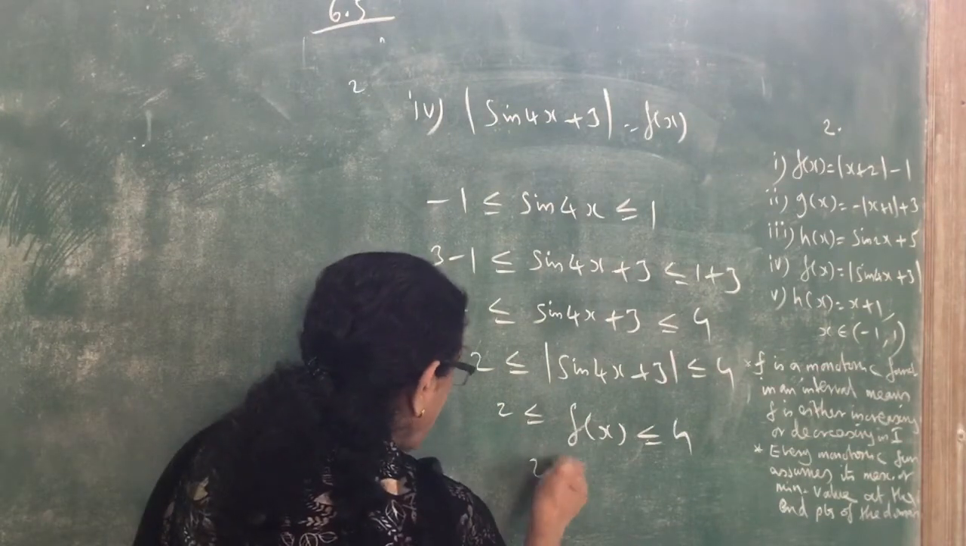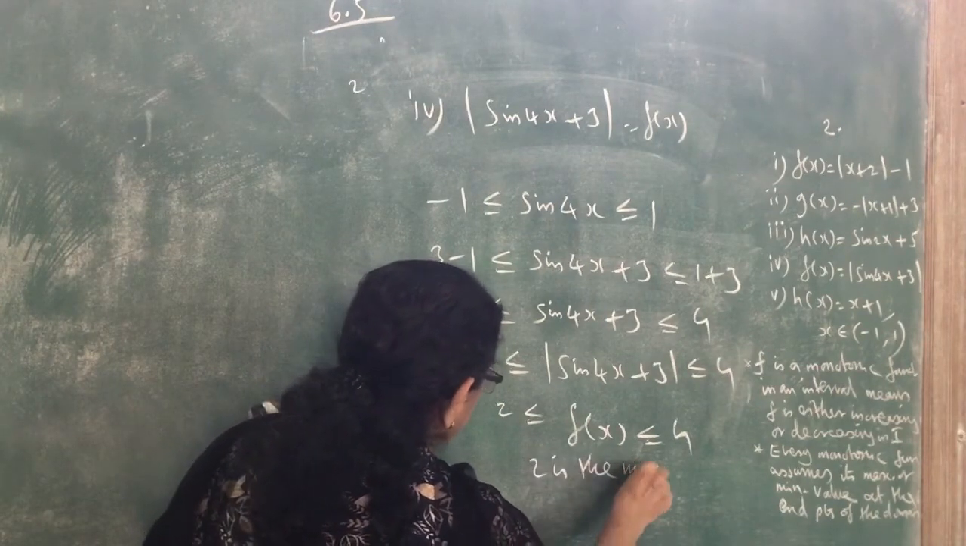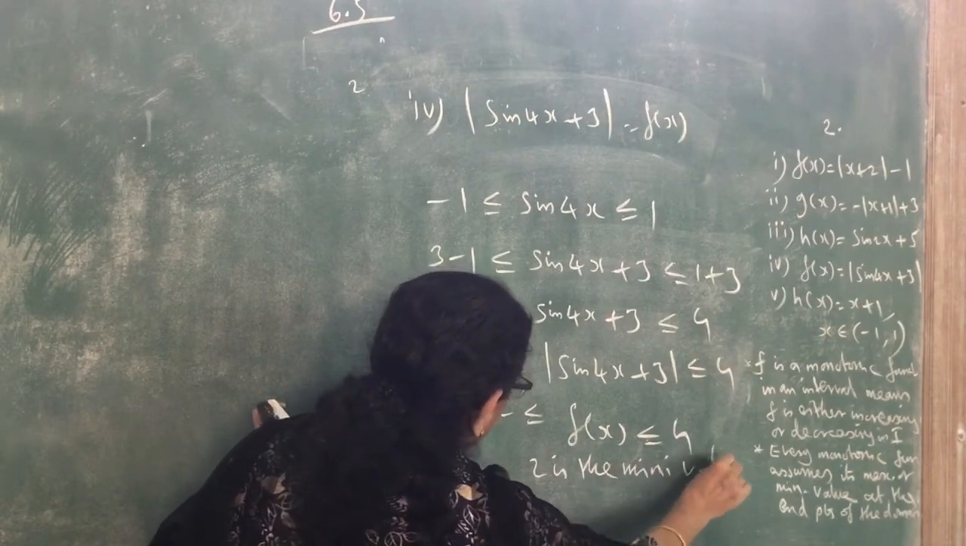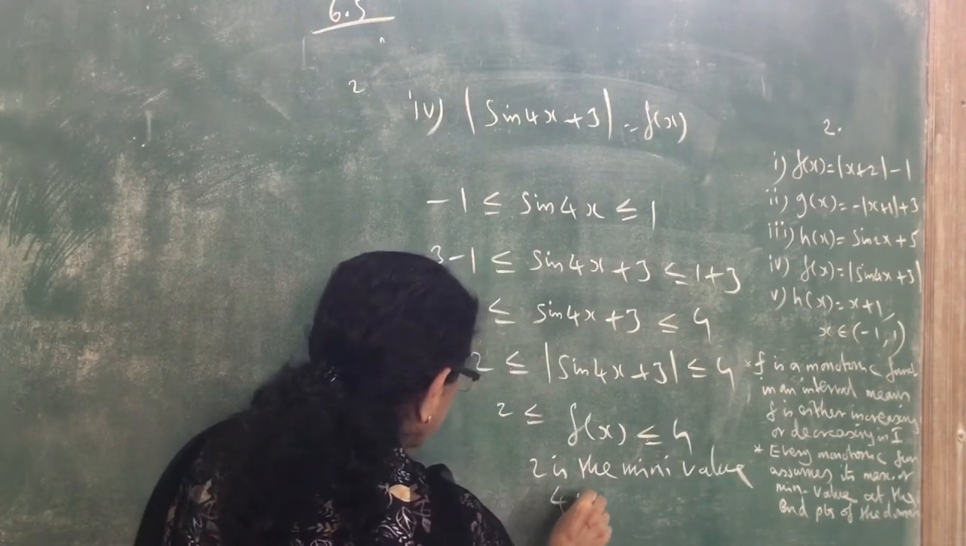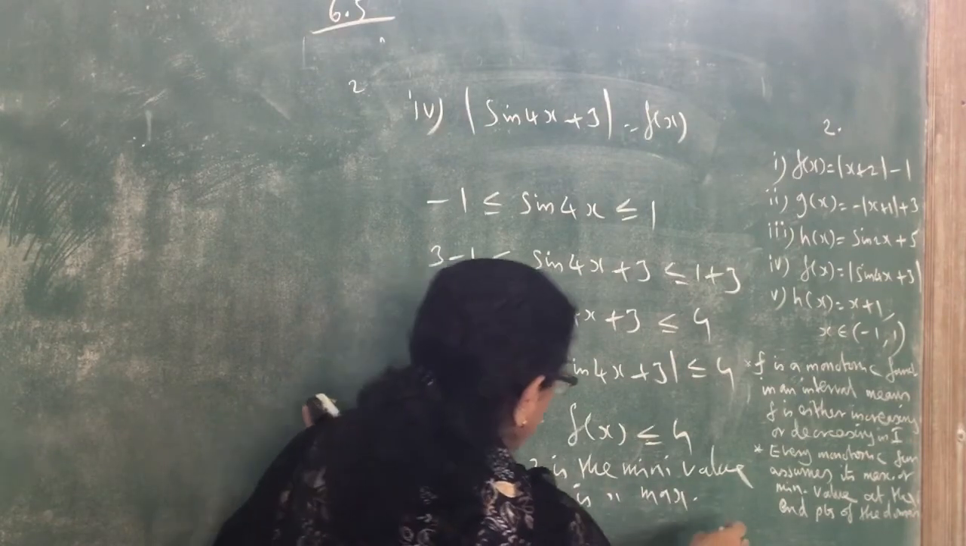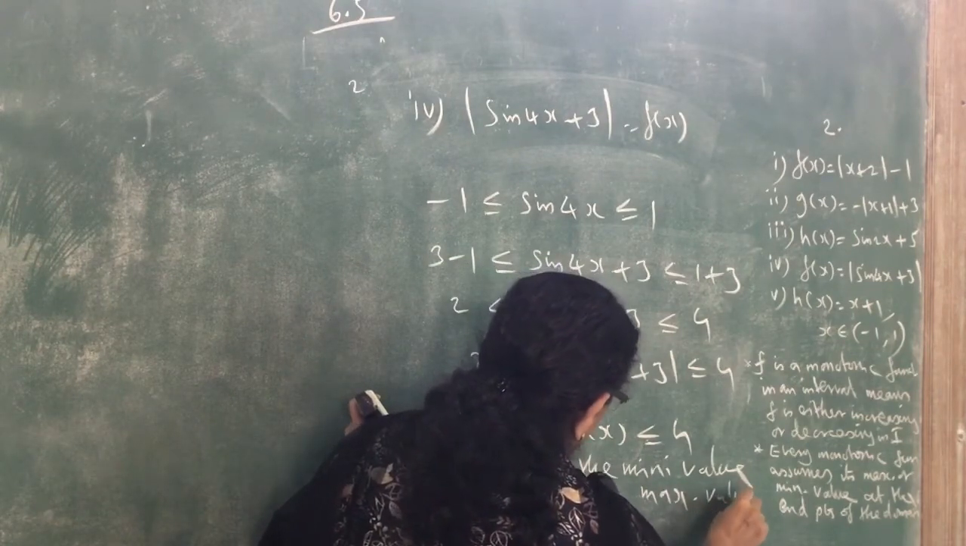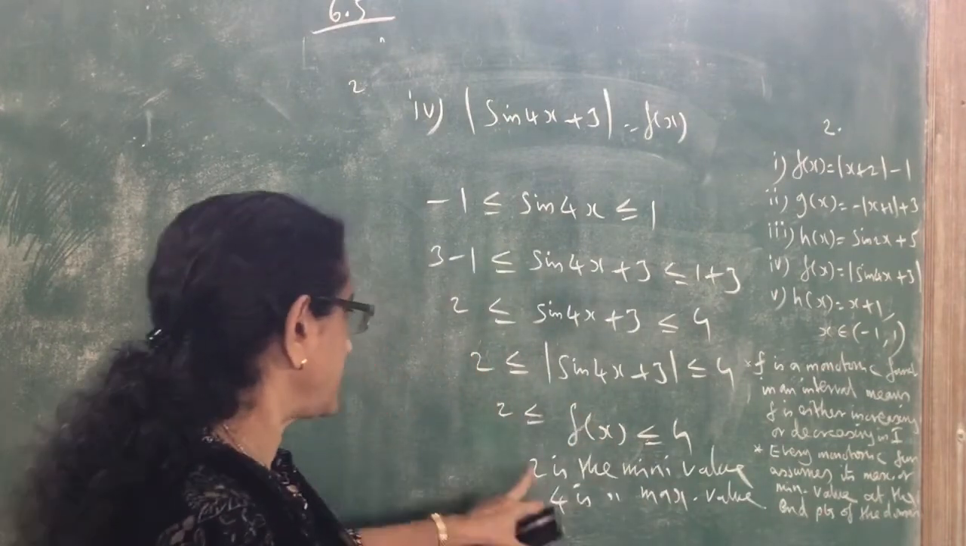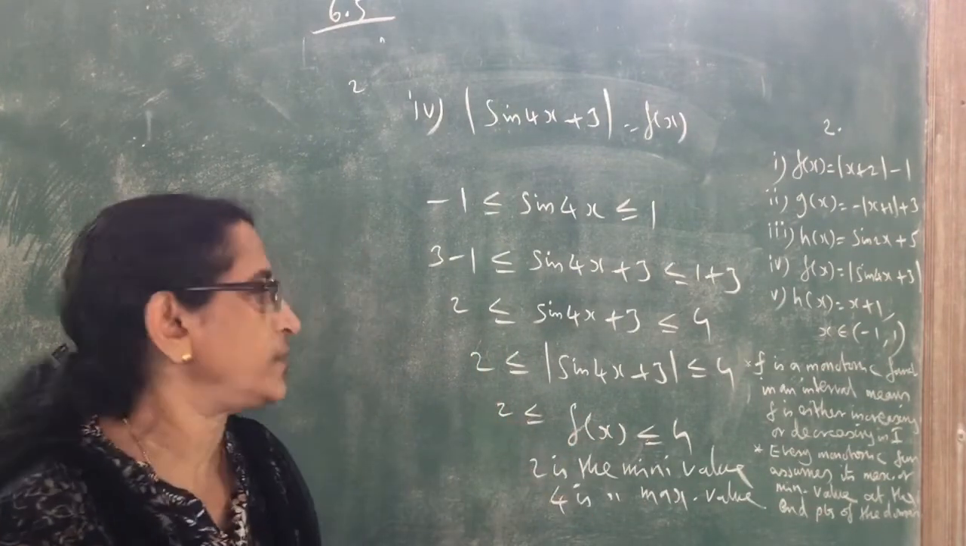Therefore, 2 is the minimum value of the function and 4 is the maximum value. So 4 is the maximum value, 2 is the minimum value. Now next.